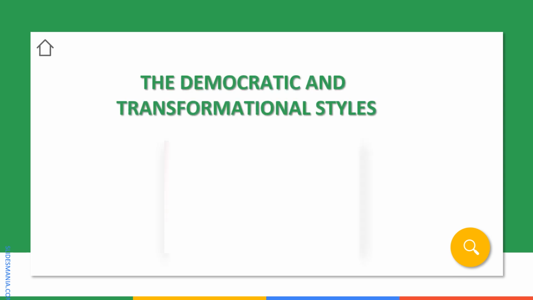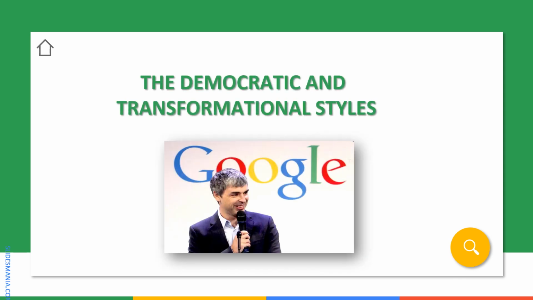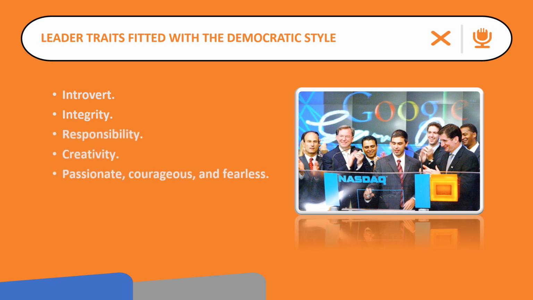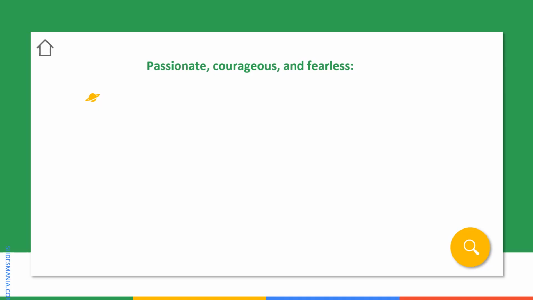Then we have leading. His leadership is a good example of a democratic and transformational style. And amazingly, Larry Page has some traits that fit with the democratic style: introvert, integrity, responsibility, creativity, passionate, courage, and fearless. Larry Page also has a passionate, courageous, and fearless characteristic.